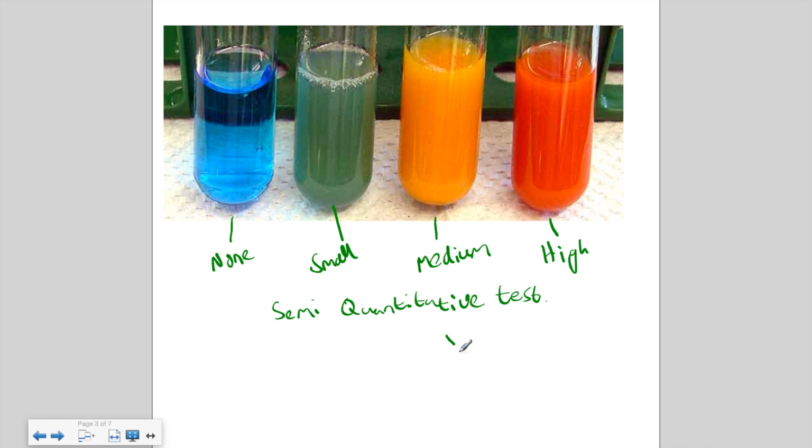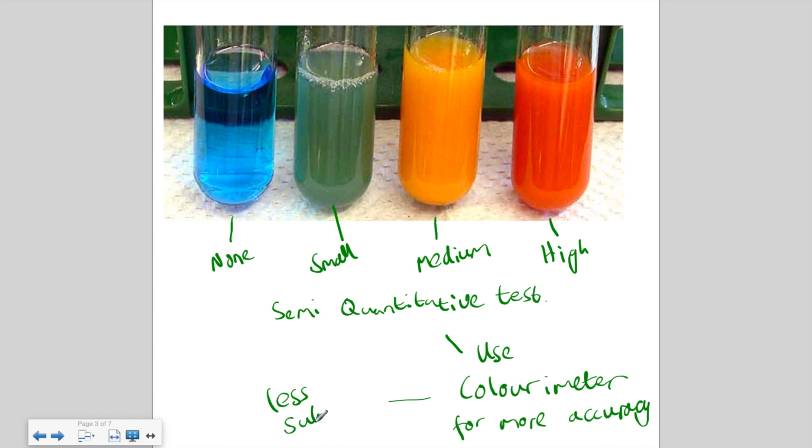Remember, we extended this by using the colorimeter, for more accuracy. The reason it was more accurate is that the colorimeter is less subjective. When you're doing the test, you choose the colour change, and you could say that the green is a small amount, but the colorimeter will give you an exact absorbance reading, and you could use one of your calibration curves to help with that.